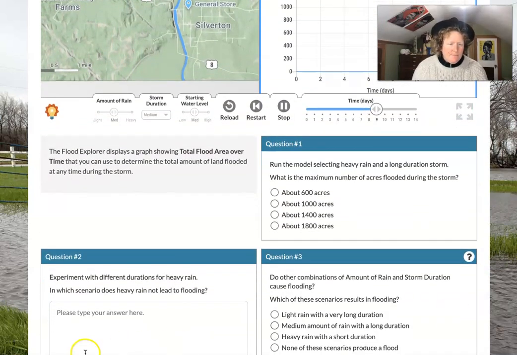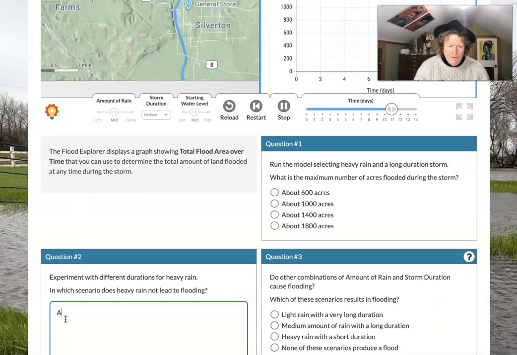I'm just going to put AOR for amount of rain, and that's medium. And this is how I'm going to keep track of what I did. My storm duration was medium, and my starting water level, that's SWL, starting water level, how much water was already in the river, was medium.